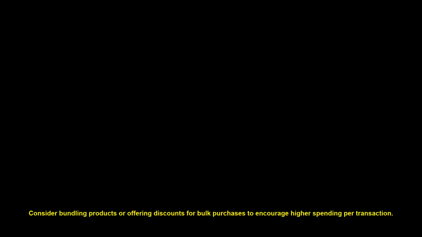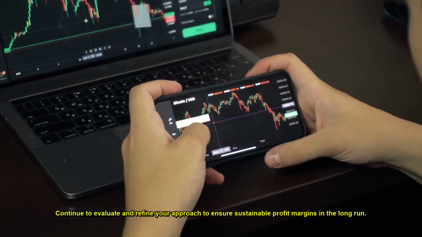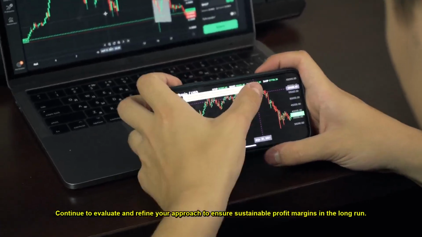Consider bundling products or offering discounts for bulk purchases to encourage higher spending per transaction. Keep an eye on your competitors and industry trends to stay ahead and adjust your strategies accordingly. Focus on providing exceptional customer service to encourage repeat business and positive reviews. Continue to evaluate and refine your approach to ensure sustainable profit margins in the long run.